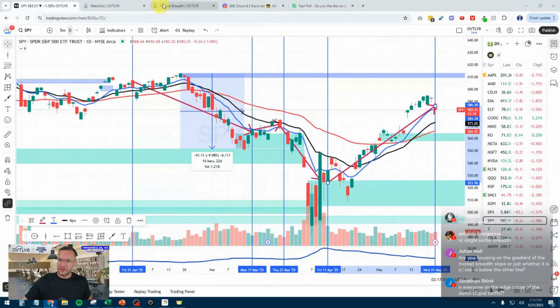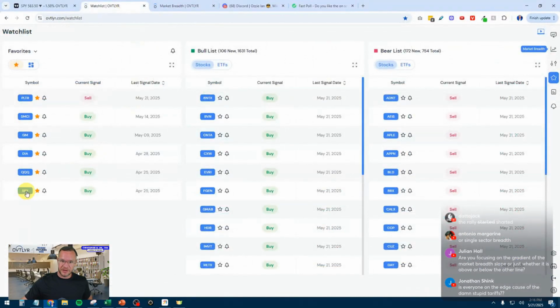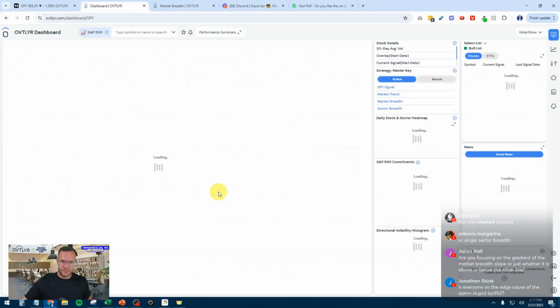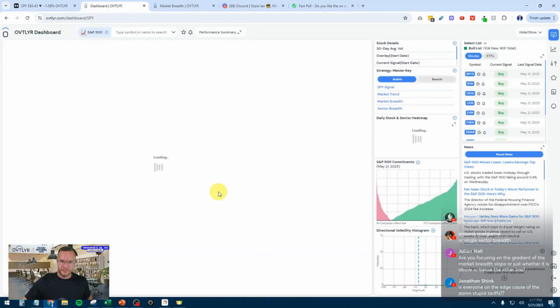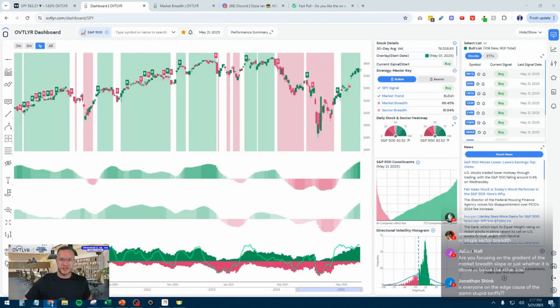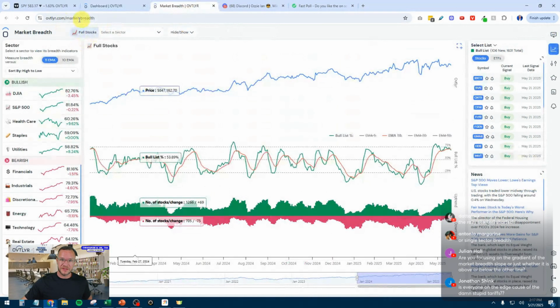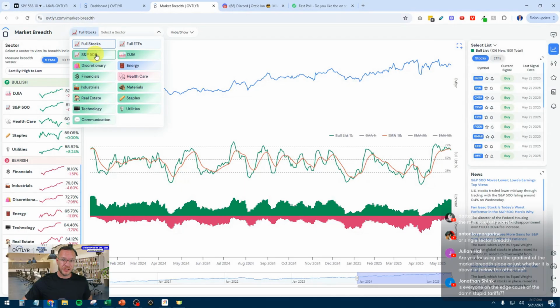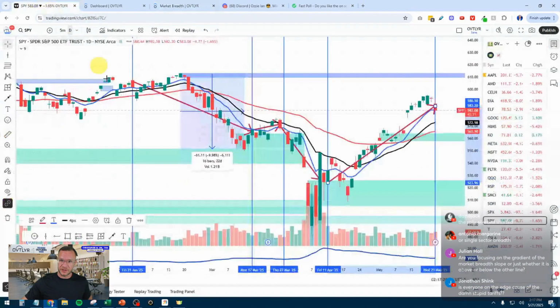So the trend, if we look at the SPY right now, we can see the signal still on a buy, and we'll zoom in here. The SPY is not full stocks. That's a great question. So Outlier covers about 2,600 stocks. And so I use the full stocks here because I want to get a full perspective of everything. You can actually zoom in on just the S&P 500, just the Dow, and all the individual sectors here. Like we'll go to financials because we'll look at Robinhood in just a minute.